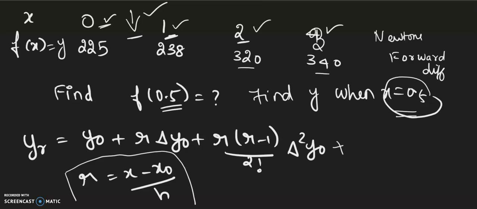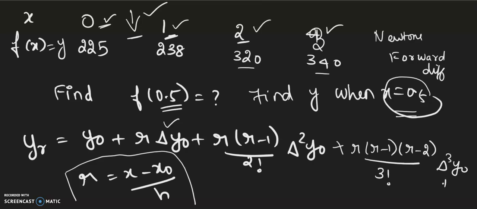And this is the formula for forward difference: y naught plus r into del of y naught, where del is the notation for forward difference, plus r into r minus 1 by 2 factorial into del square y naught. Can you guess the next term? Plus r into r minus 1 into r minus 2 by 3 factorial into del cube y naught, and so on. Where r is nothing but x minus x naught by h. So what is this x naught? The first x value is x naught.